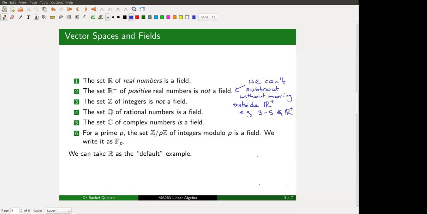Okay, the set of integers is not a field. And again, think about that: the set of integers, item 3 here, is the set of positive and negative whole numbers and 0. So if we're in the set of integers, we can add any pair of elements together, we still get an integer. We can subtract any integer from any other, we still get an integer. We can multiply any pair of integers and we get an integer as the result, but we cannot divide one integer by another necessarily without moving outside the set of integers.